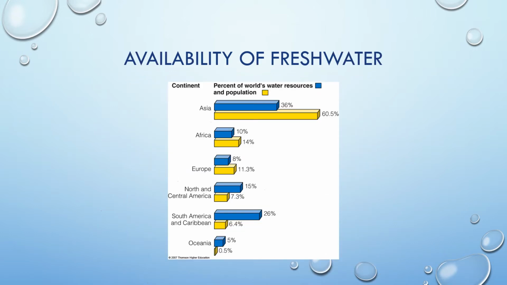Here, I want you to notice the difference between the location of available water compared to the world population. For example, a little over 60% of the world's people are in Asia, but there's only about 36% of the world's water in Asia. So there's a pretty big discrepancy in where the water is and where the people are.